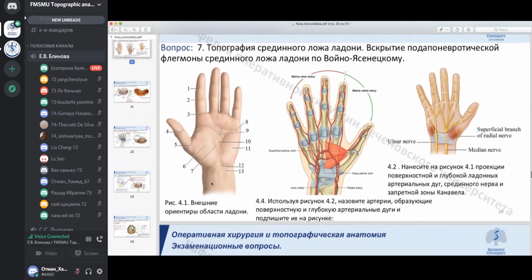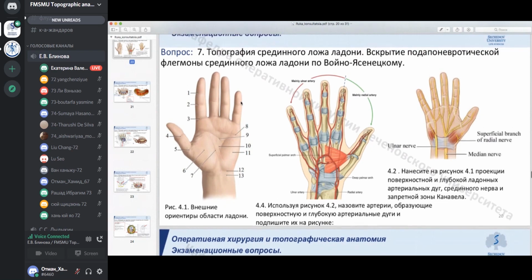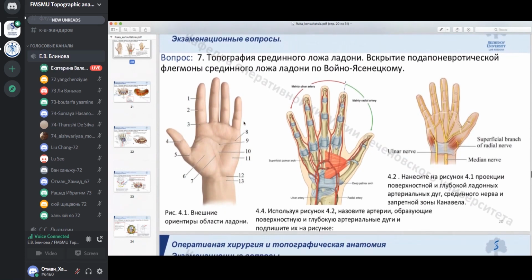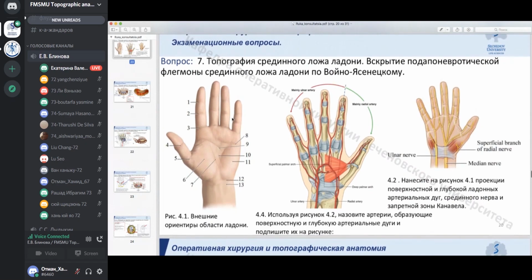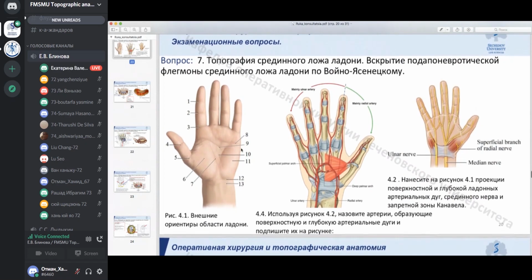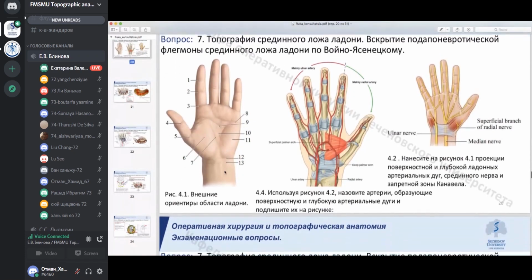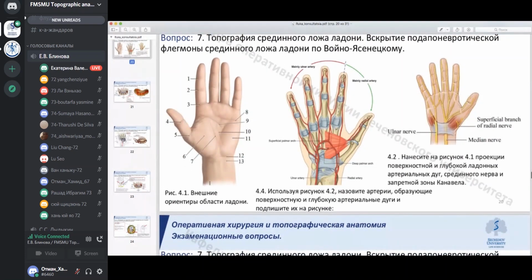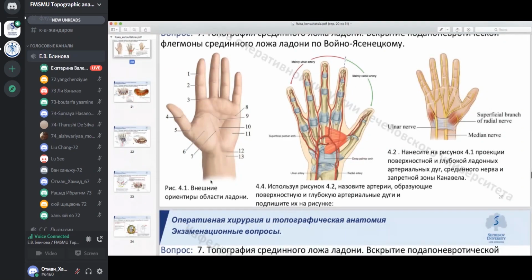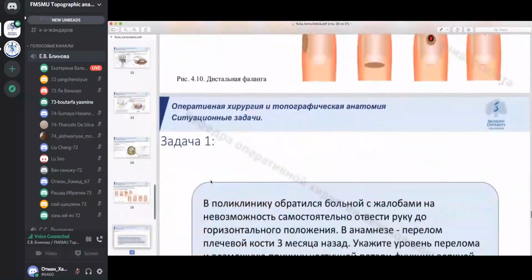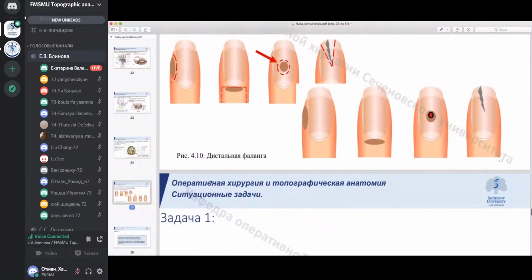Tendovaginitis of the fifth finger: you should make 7 incisions. One, two, three, four above the hypothenar, and 2 incisions and the Pirogov-Parona space. Do you understand? That's all. Thank you. Another question?